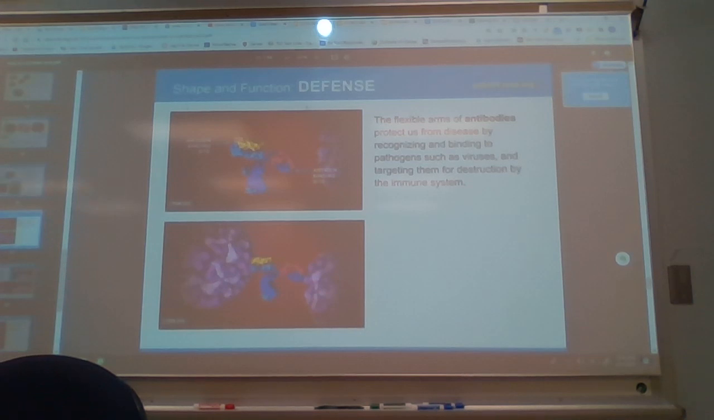So the very last question here says 6 different functions of proteins. So at the top here, it's going to talk about some of its functions. One of those functions is defense. So antibodies, for example, have the special arms on them that are going to detect different substances that are foreign. So it might detect a certain bacteria or a certain virus.